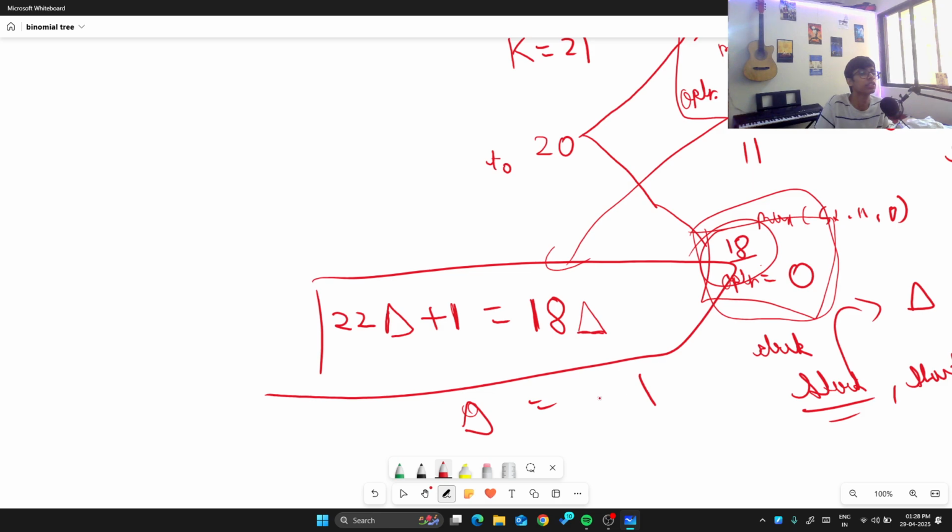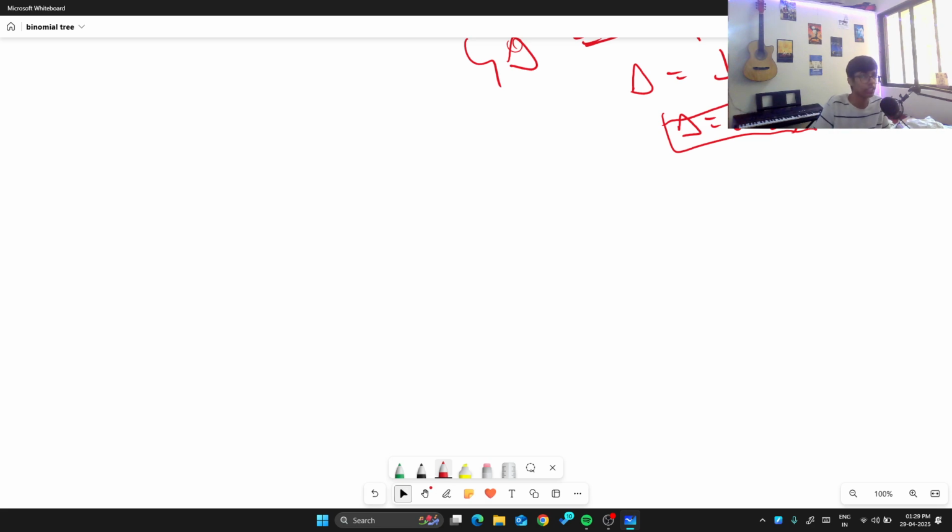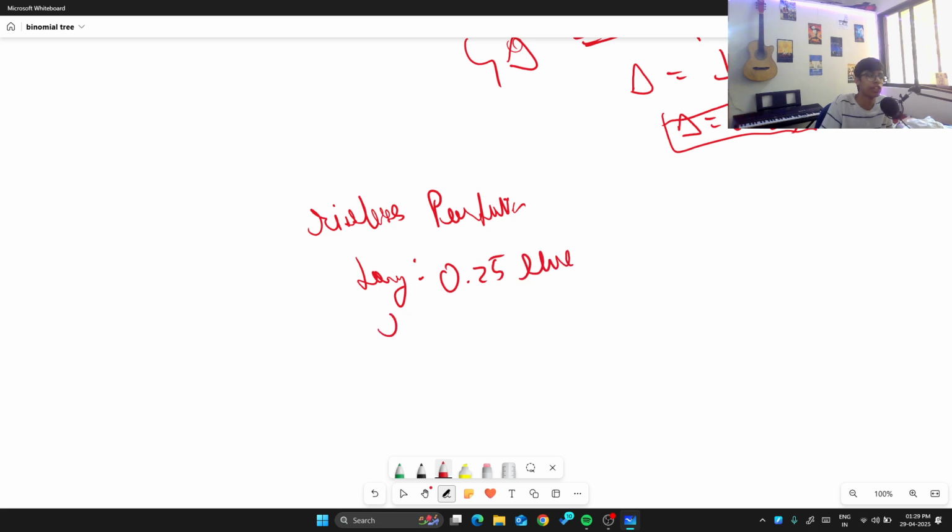It is simple linear algebra. Here it is 4 delta equal to 1, so delta equals 1 by 4, delta equals 0.25. So we will buy 25% of a share, and that's how we make our portfolio riskless. Our riskless portfolio consists of long 0.25 shares and short one call option.